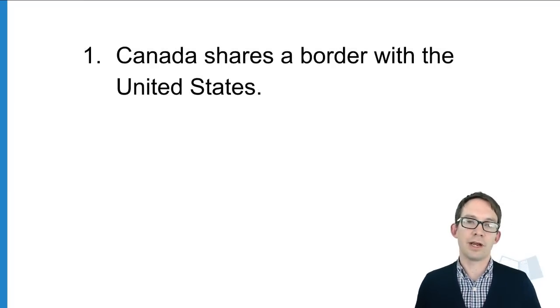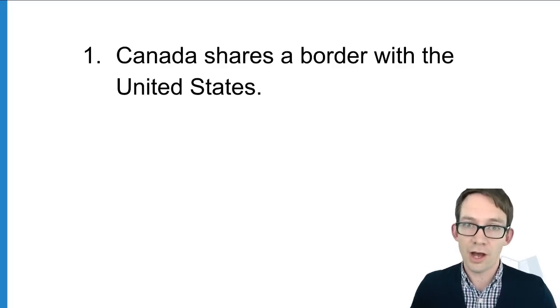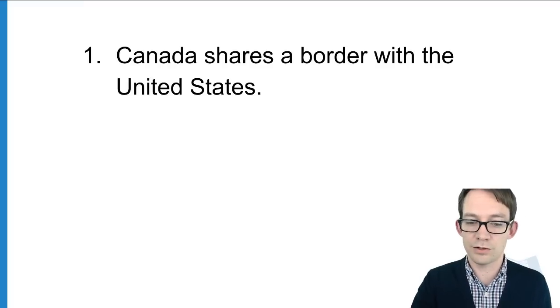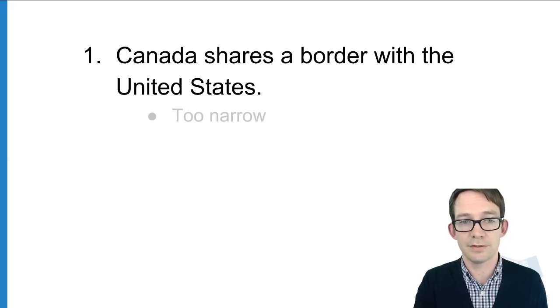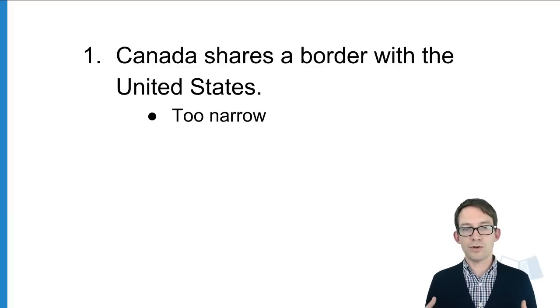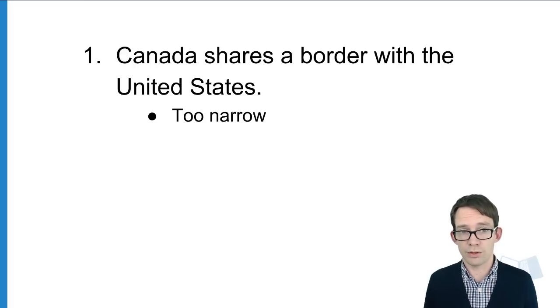Canada shares a border with the United States. Now, this is not a strong topic sentence. Now, let me tell you why. This is a very common mistake that students make writing a topic sentence like this. The problem with this topic sentence is that it is too narrow. Okay, so when I say it's too narrow, it means it's too specific.